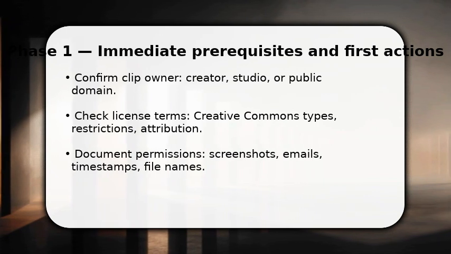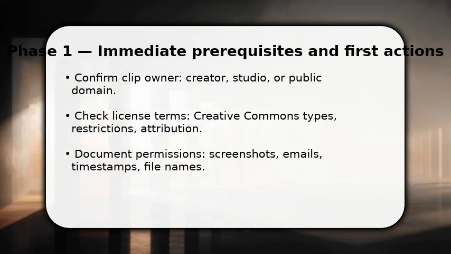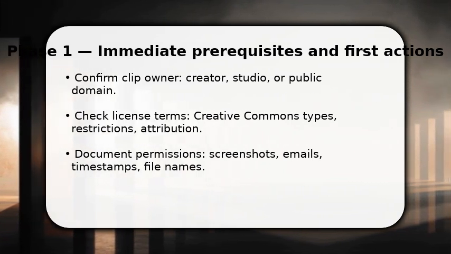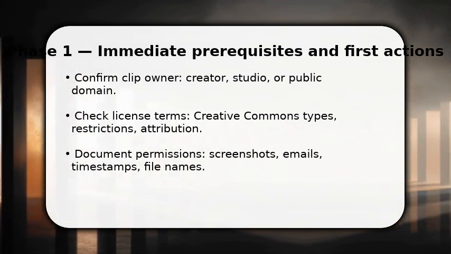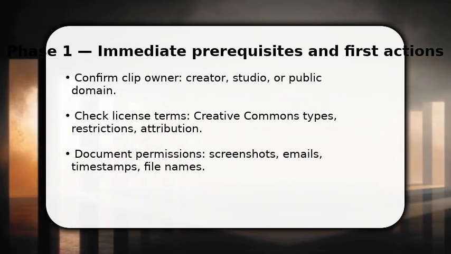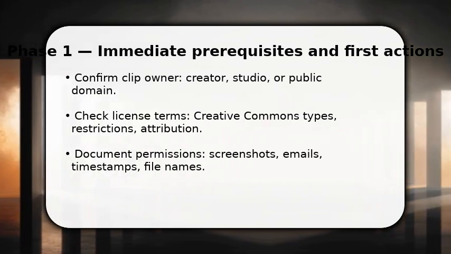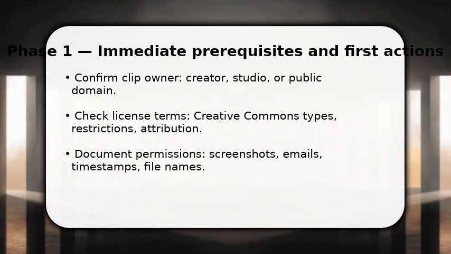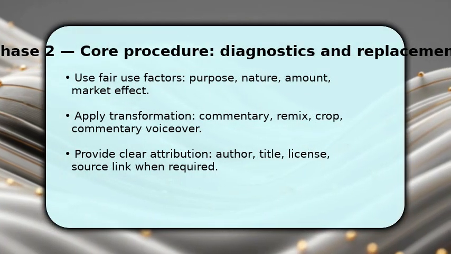Once you find a license, make screenshots or save the permission email and record timestamps and file names for your records. This documentation protects you later, so do it now and store files where you can quickly retrieve them for uploads or dispute resolution. Next, focus on how you will change the clip to support reuse.